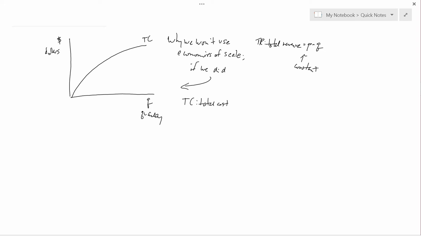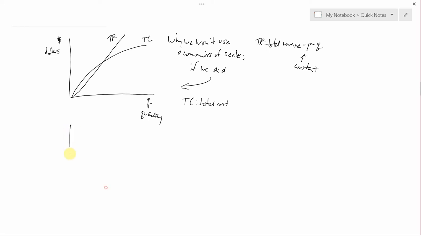So graphing TR means graphing P times Q, but if P is a constant like 7, then graphing TR would be graphing 7 times Q. And I think all of you guys know what the graph of 7 times Q is. It's a straight line that goes to the origin. So total revenue would be a straight line that goes to the origin.